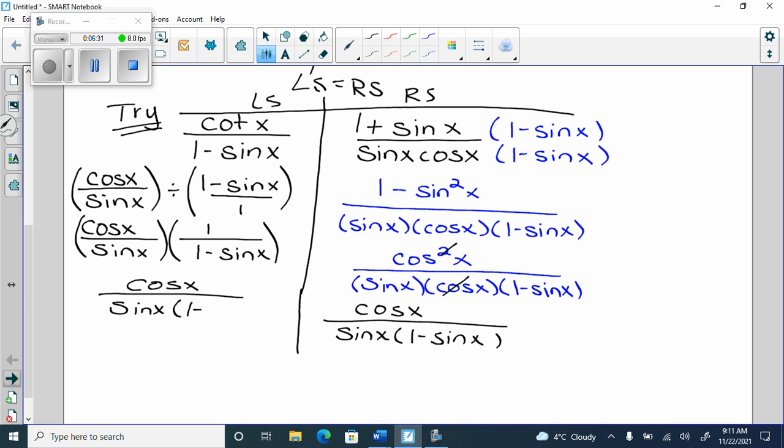Would you have to go the route I went? Yes. Not really. You could have multiplied this side, the left side, by 1 plus sine x, couldn't you? And make it match the other side. Both would work. Okay.